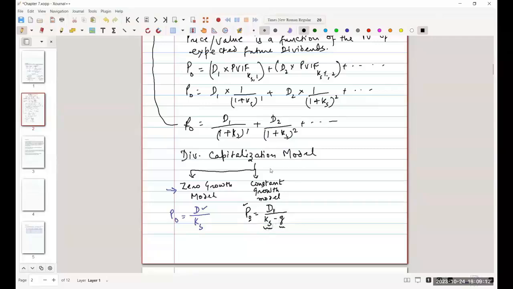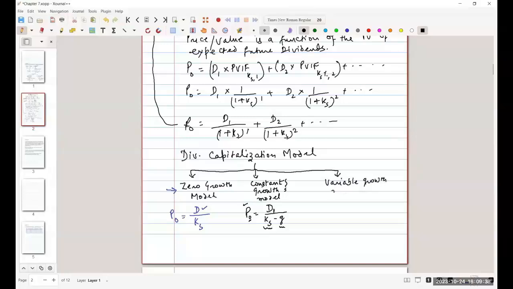And then the third possibility, adding a little bit more spice to it, more reality. We say dividends not only don't remain constant, but they also don't grow at a constant rate. The growth can also be variable. So that will give you a non-constant growth or variable growth model.